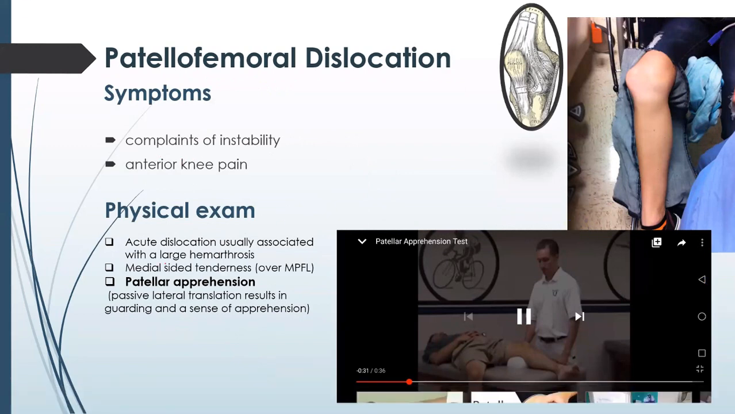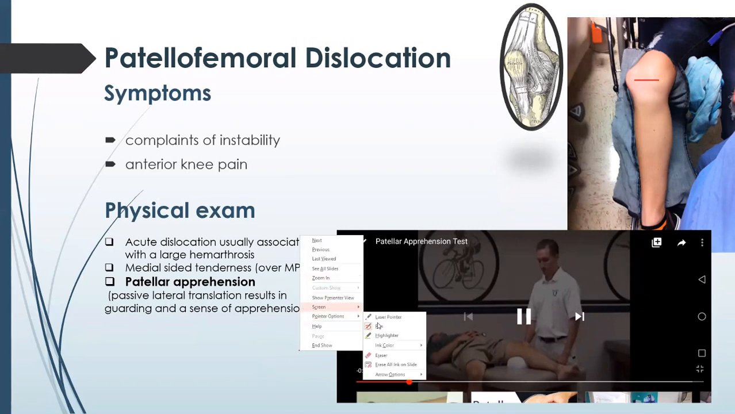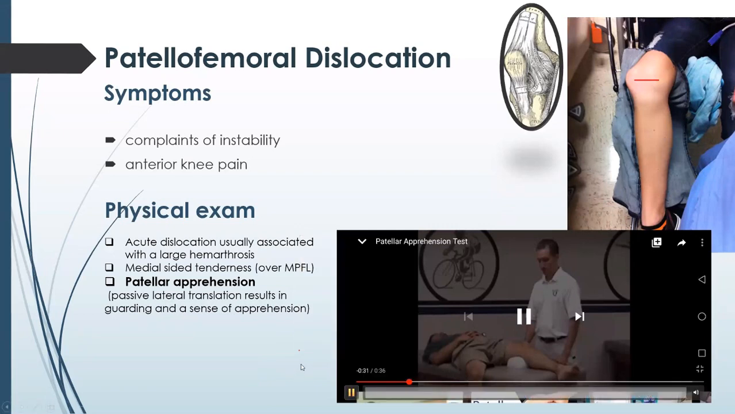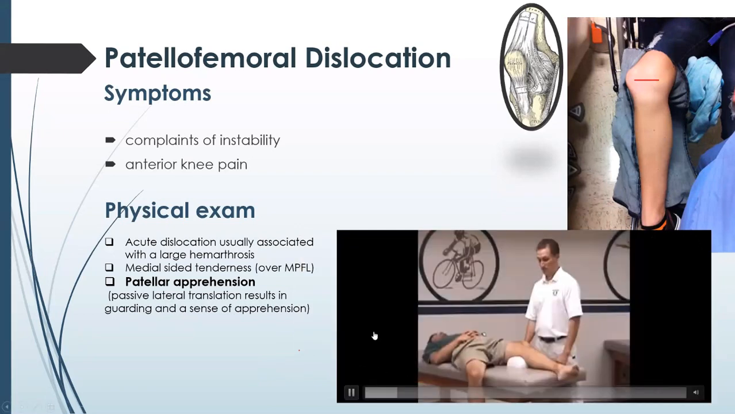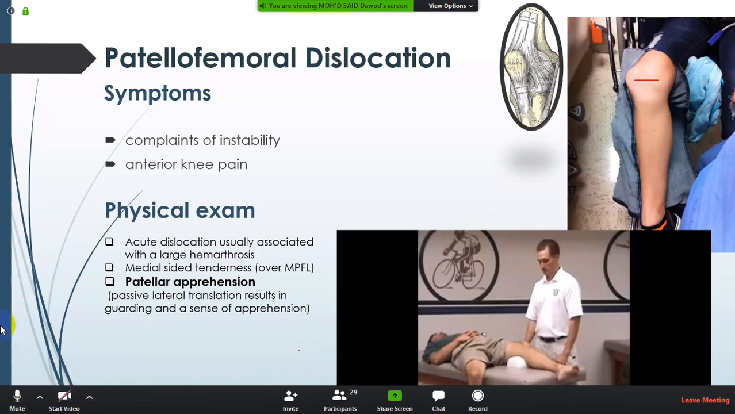In an acute dislocation, you will have a large hemarthrosis. You will notice medial side tenderness over the medial patellofemoral ligament, here. You can have tenderness, and we can do the patellar apprehension test. For the patellar apprehension test, the patient lies supine with 30 degrees of knee flexion and the quadriceps relaxed.